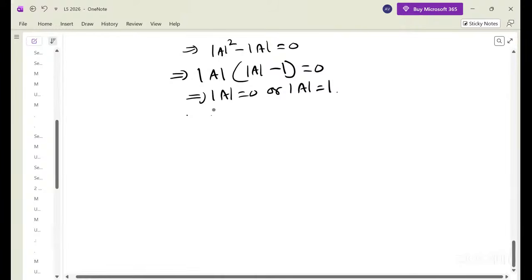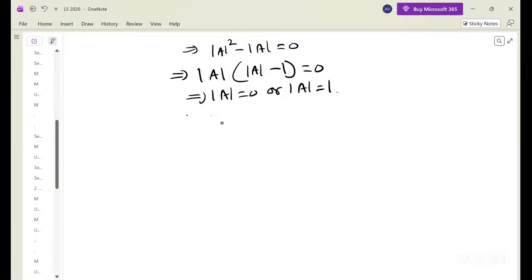So it may be either 0 or 1. If A is idempotent, options will be given, like 0, 1, 0 or 1, and 0 and 1. 0 and 1 cannot happen, because then 0 becomes equal to 1, which is absurd. So either 0 or 1. So that's the answer for this. Next one.